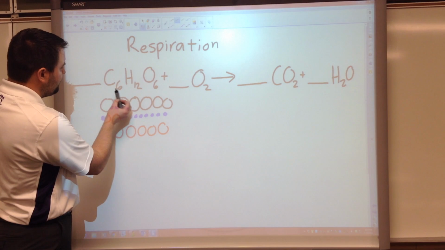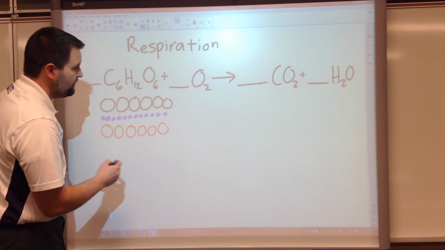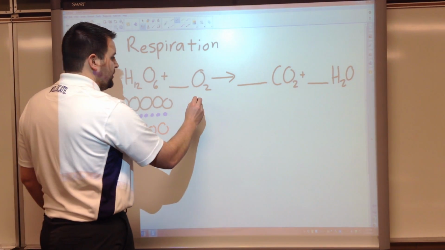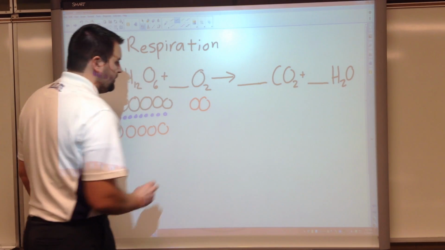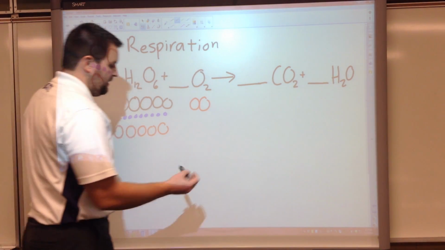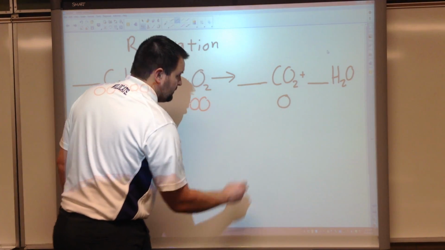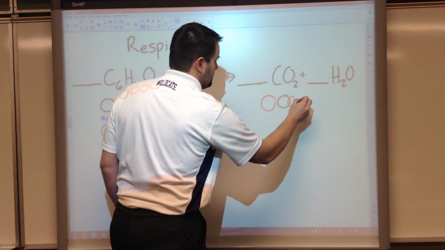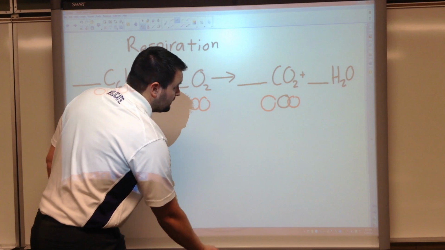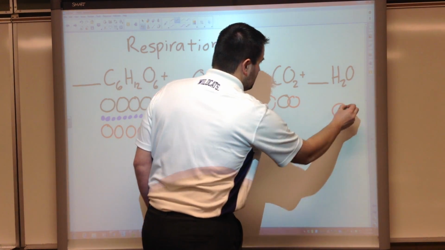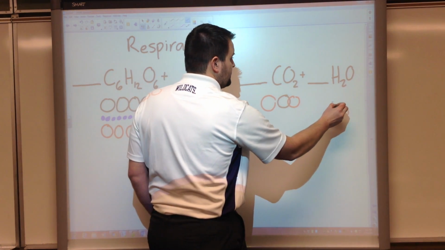And I know this from the subscripts in the molecule. Then I have oxygen, they come in pairs. So one molecule comes in a pair. And then my carbon dioxide, there is 1 carbon, 2 oxygens, and then in my water there is 1 oxygen and 2 hydrogens.